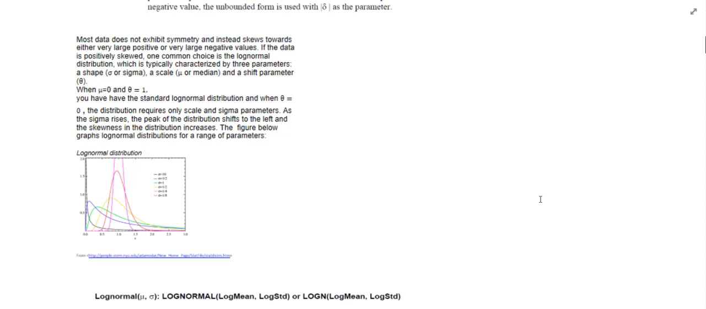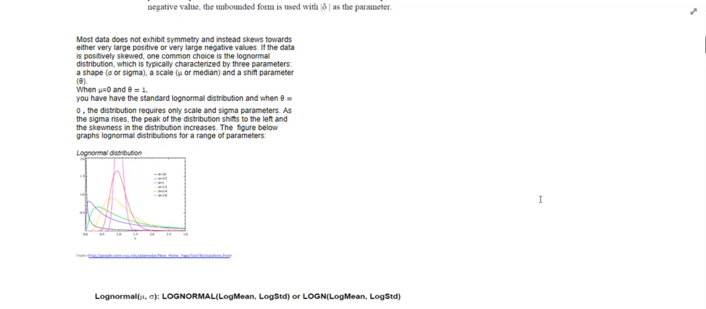But in reality, that symmetry is not many times exhibited in the physical world, and instead it'll skew, and we measure that, and we'll talk about skew in a little bit when we talk about data characterization. But it skews towards either very large positive or very large negative numbers. So if the data is positively skewed, one of the choices we can use for a distribution is a log normal distribution.